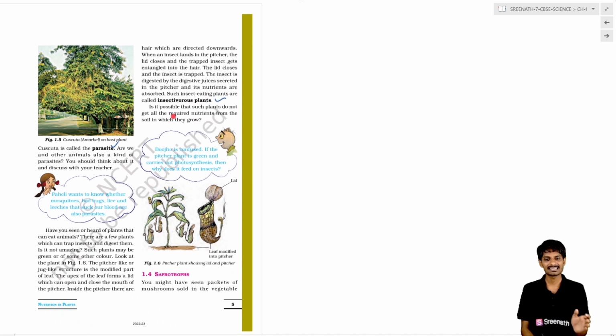What are insectivorous plants? The plants which trap insects and absorb nutrients from those insects. Basically, the plants which trap some insects and get nutrients from those insects are called insectivorous plants. Okay, is it possible that such plants do not get all the required nutrients from the soil in which they grow?